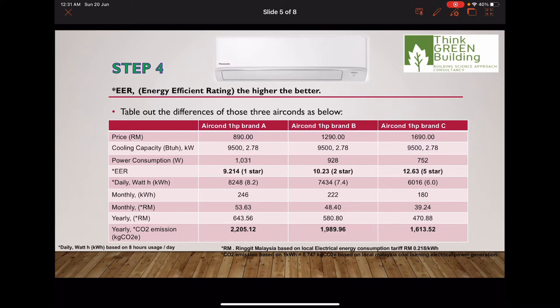Then you see the cooling capacity in BTU per hour. Because you are focusing on 1 horsepower aircon, the cooling capacity will be around the same. Let's say in this case it is 9,500. The power consumption in watt will be different because of the efficiency of the system.